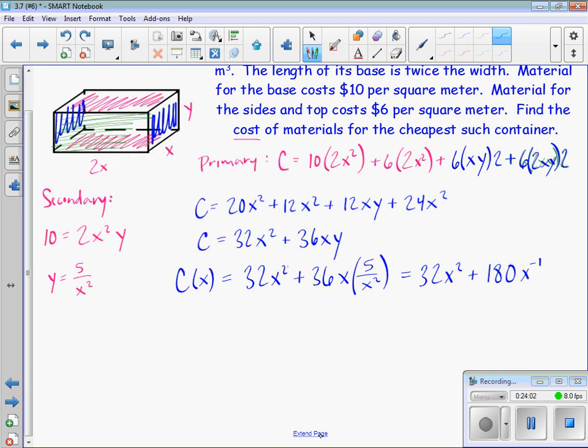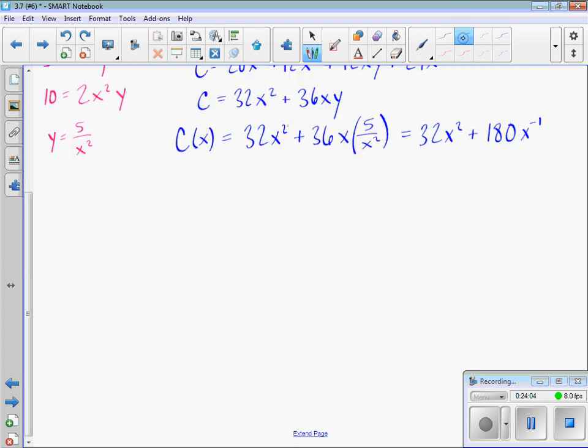Okay, then the process is the same. Once you get to this spot, what do we do next? Take the derivative, right? So if I take the derivative, I get 64x minus 180x to the negative second. So that's the same as 180 over x squared.